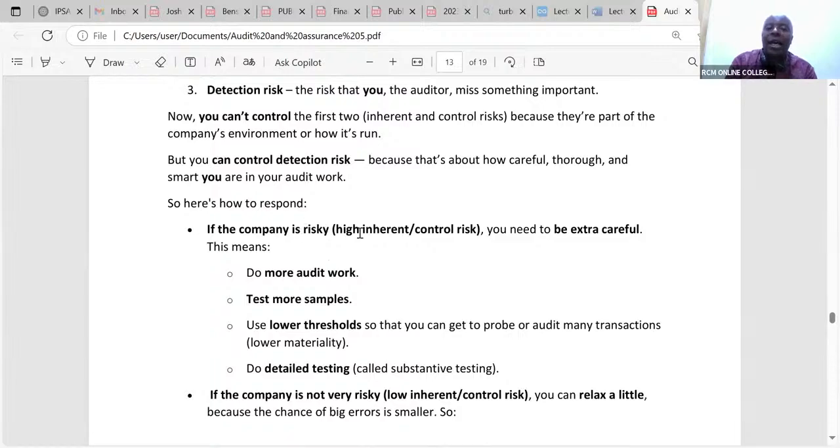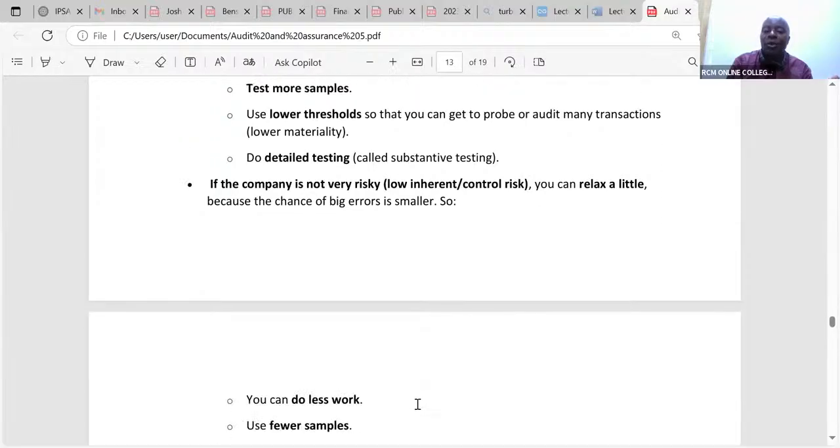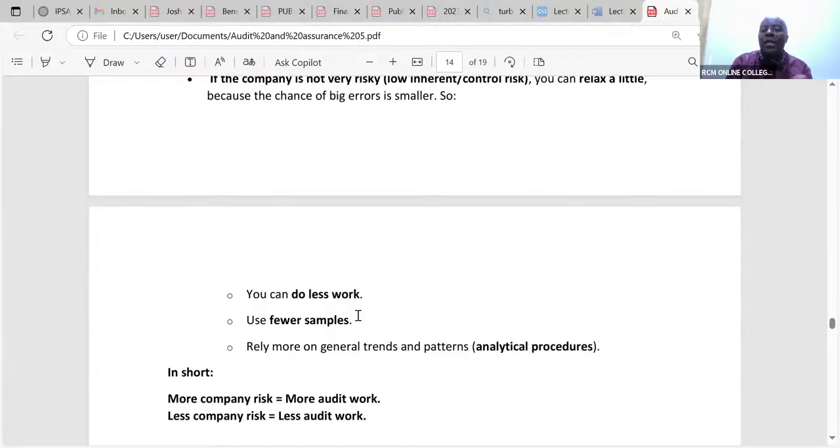If the company is risky, high inherent and control risk, you need to be extra careful. This means do more audit work, test more samples, use lower thresholds so that you can probe or audit many transactions, low materiality, do detailed testing, what we also call substantive tests. If the company is not very risky, low inherent and control risk, you can relax a little, because the chance of bigger errors is smaller. So you can do less work, use fewer samples, rely more on general trends and patterns, what we are calling analytical procedures. In short, more company risk, more audit work. Less company risk, less audit work.